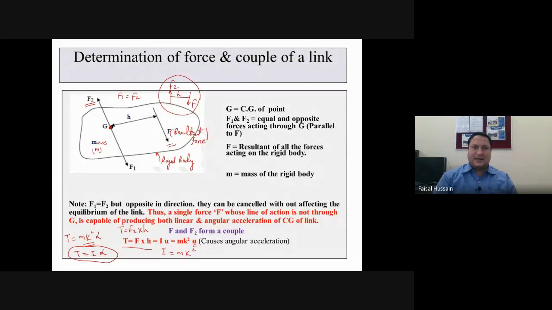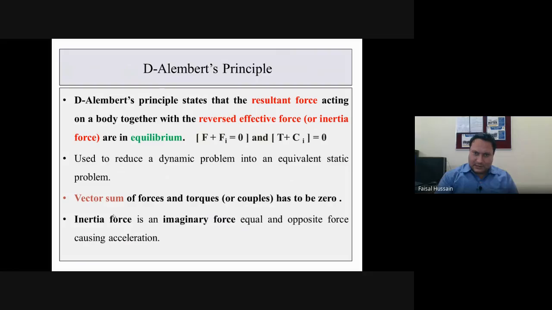slide or this presentation, that in a rigid body, if from the CG two forces are passing, they are in equal magnitude, opposite in direction, they will get cancelled without affecting the equilibrium. But if there is a resultant force F which is parallel to these two forces F1 and F2, and it is separated at a distance h, then the torque produced will be F into h, and similarly the couple which will be formed between F2 and F at a distance h, and this couple will cause angular acceleration in the system. Now let us move to the D'Alembert principle.